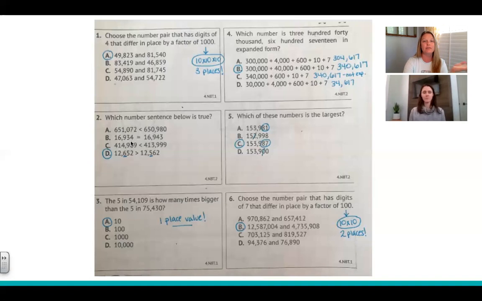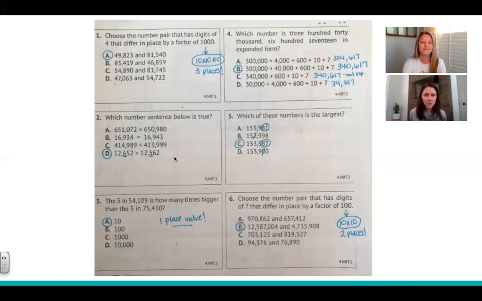So I'm going to use that same strategy all the way down, and when I get to D, that is the one that makes the most sense, or that is correct. I've got 12,000 versus 12,000. My 1s are the same, my 2s are the same. When I get to the hundreds place value, I'm looking at a 6 versus a 5. And we know that 600 is greater than 500. So that is the correct answer for number 2.